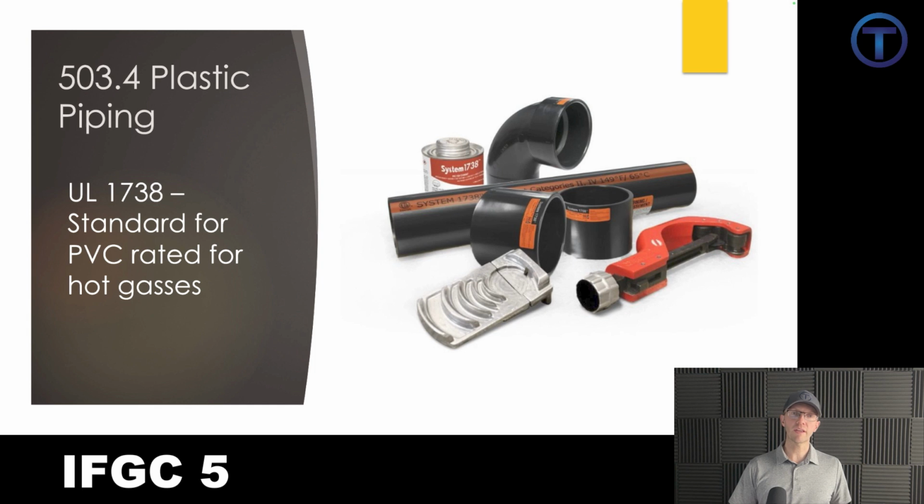We looked at this earlier in other presentations, but 503.4, as it talks about plastic piping, lists it multiple times. Look in your book. I have it highlighted at least 3 times in those couple of paragraphs below table 503.4, where it specifically states the UL 1738 standard for PVC rated for hot gases. That's what is expected. If we're installing category 4 high efficiency water heaters or furnaces, that's the sort of pipe that should be installed according to code.